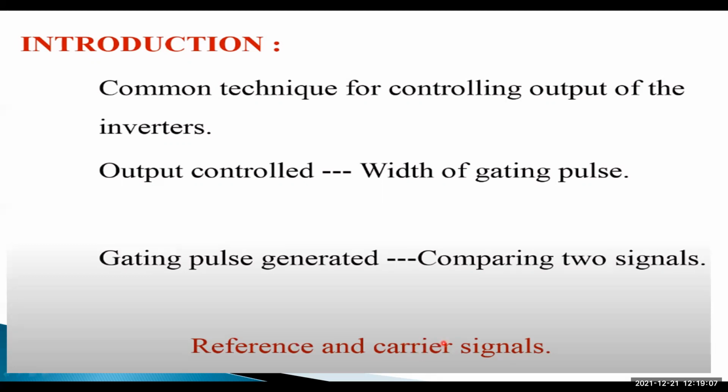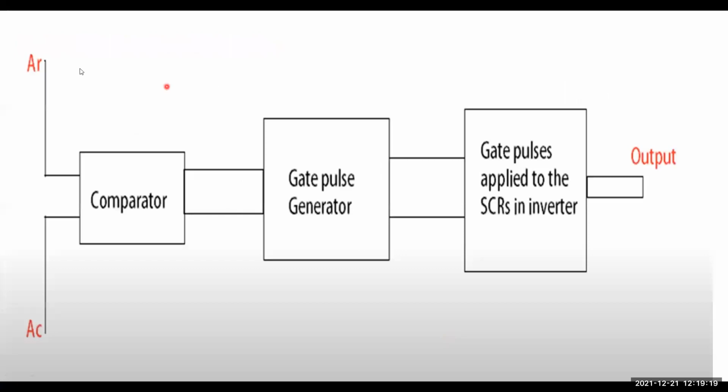The gate pulses are fed to the inverter thyristors, the SCRs. Then the output voltage can be controlled, and we generate AC from DC. Here, this is the reference signal and this is the carrier signal. By comparing these two signals with a comparator, we generate gate pulses.